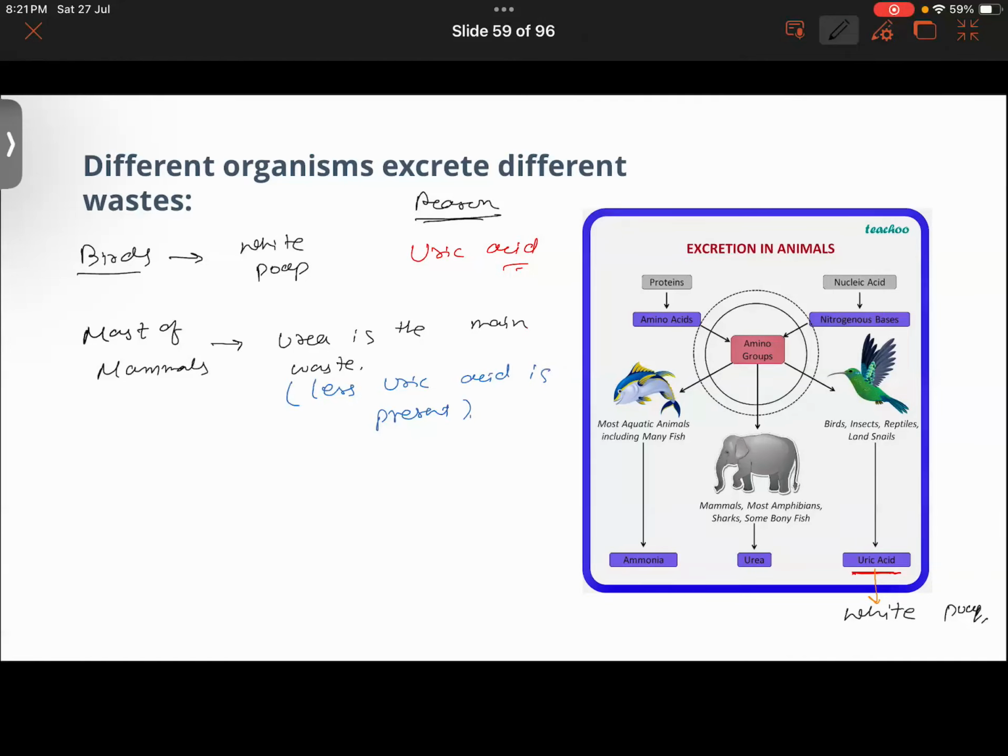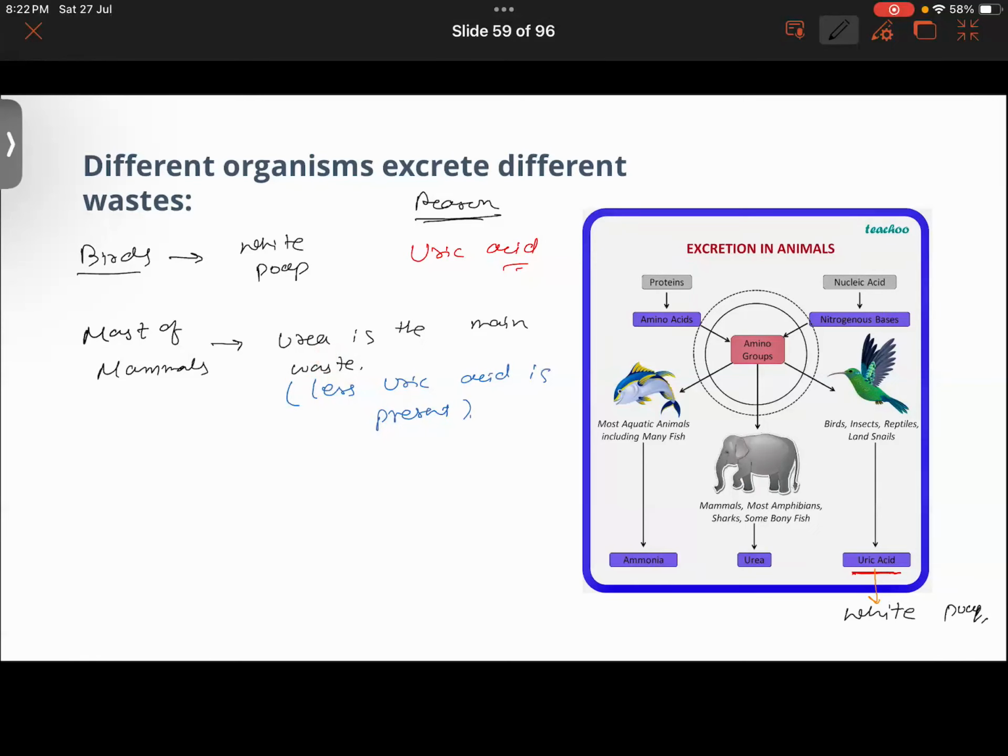Many times in our body also the concentration of uric acid increases. You might have heard in family or friends, or somewhere you would have learned, that the concentration of uric acid in a person's blood has increased, thereby he would be suffering from some problems. So many mammals, including this elephant and humans, excrete urea particularly.